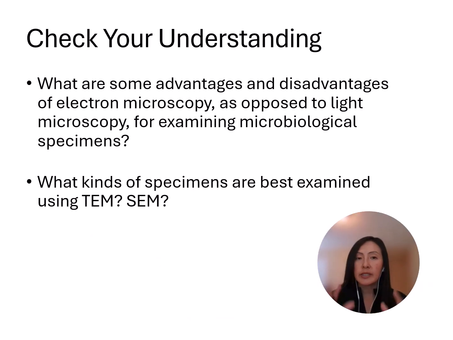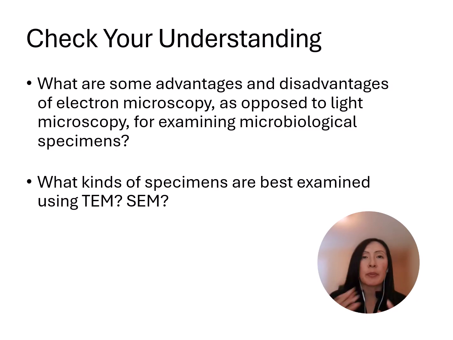Another checkpoint, let's look at some advantages and disadvantages of electron microscopy. So we have a lot greater resolution and magnification compared to light microscopy because electrons have much shorter wavelengths. We can see things like subcellular structures like organelles. We can see DNA strands. We can see viruses. For disadvantages, remember that you cannot view living specimens.